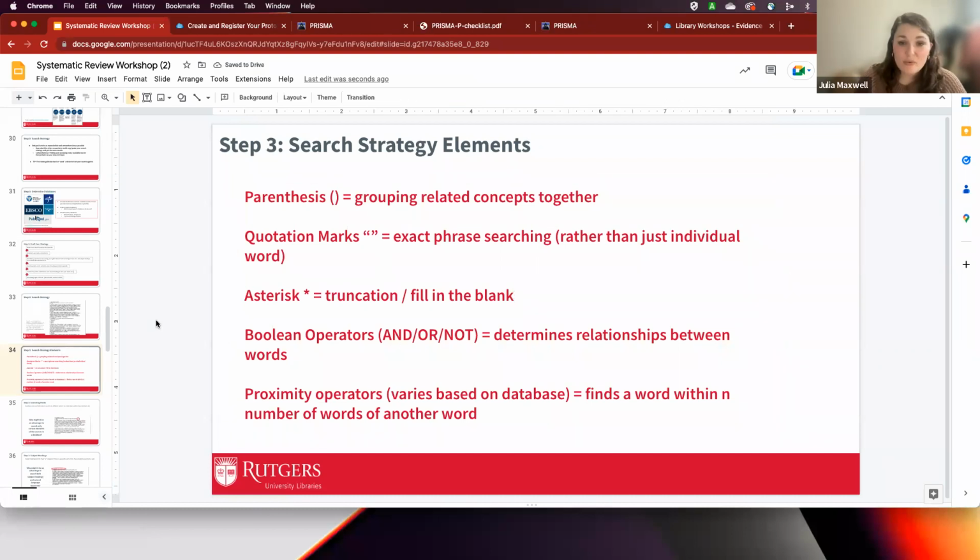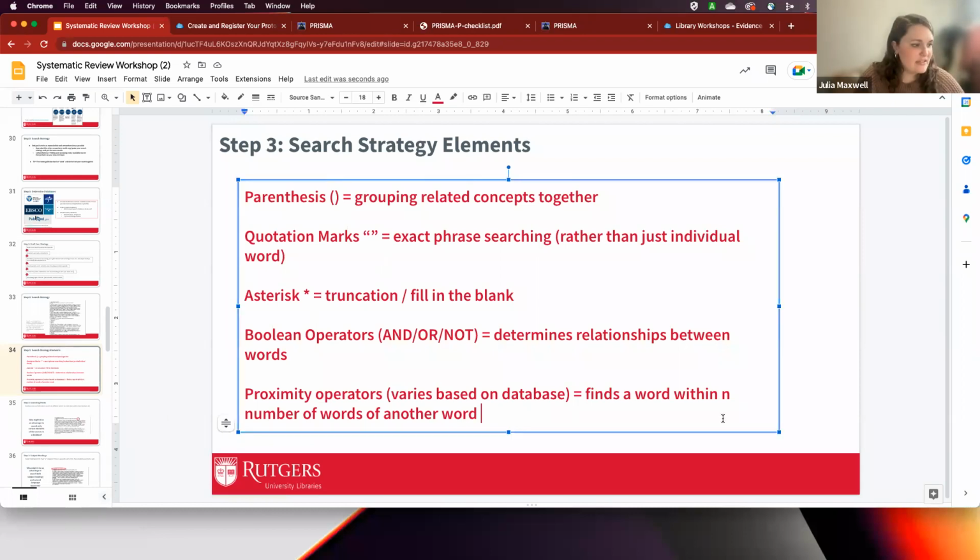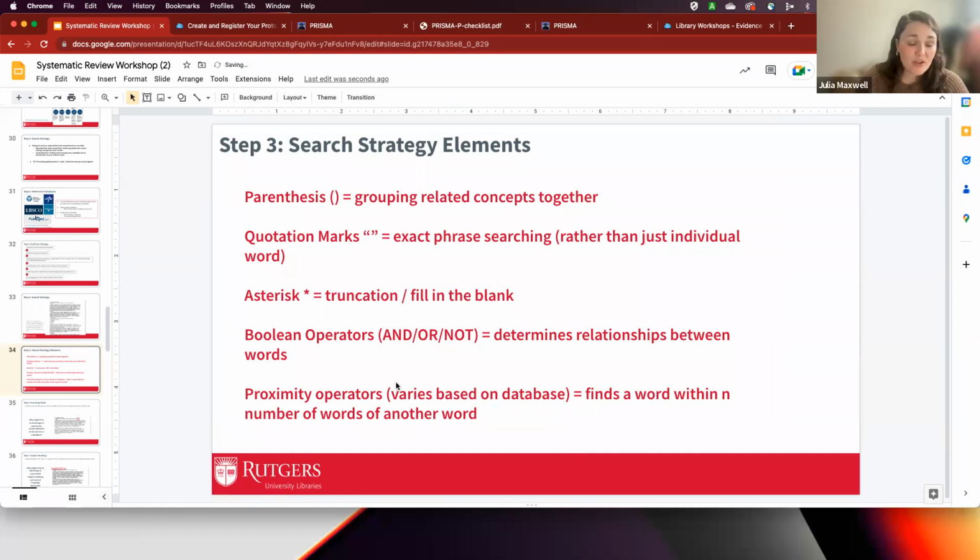Boolean operators. Is everyone familiar with Boolean operators? Okay, cool. And lastly, proximity operators, which is a way to find words within X number of words of another word. So if I did something like this, it would force the database to find the word foster within 3 words of the word youth. Some databases use ADJ, some use N, it depends on the database. So those are all things you might encounter.